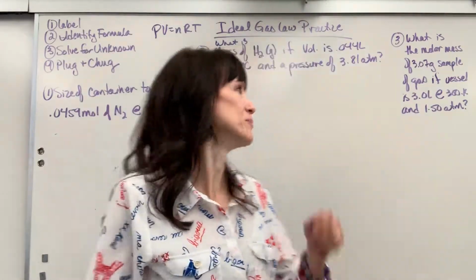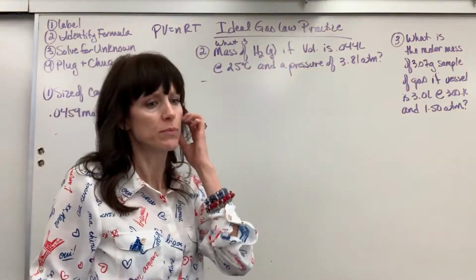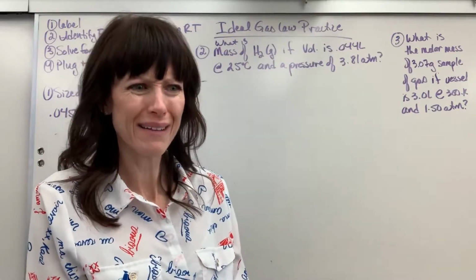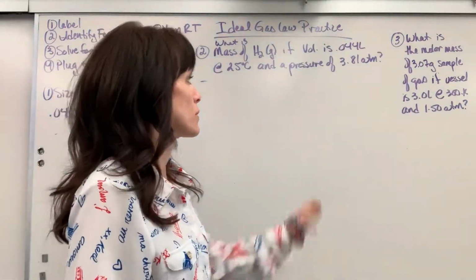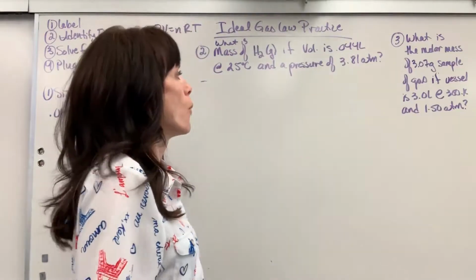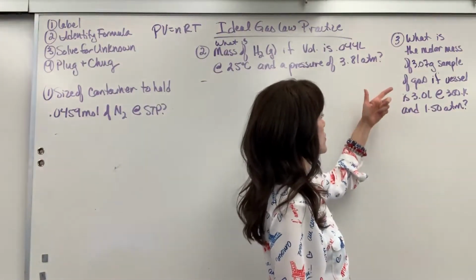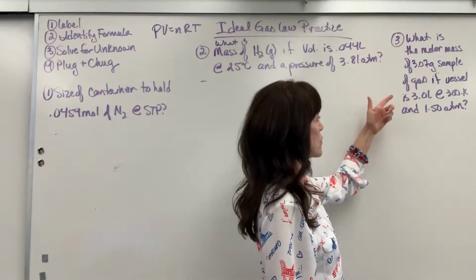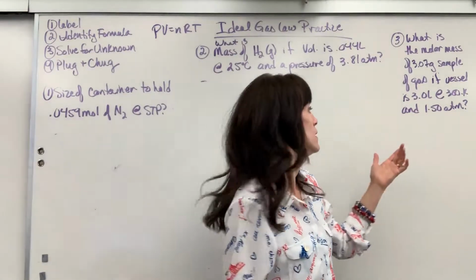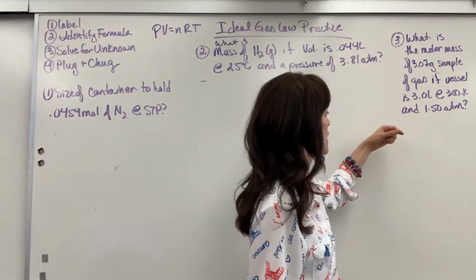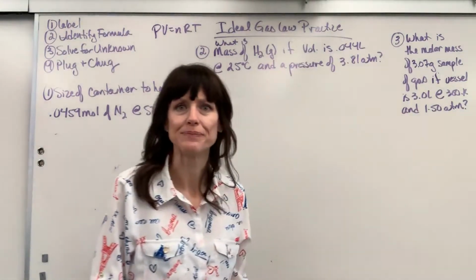Okay, last problem. This problem, more than any other, is what will stump my students, and they go, what? How do I do that? So question number 3, it says, what is the molar mass of a 3.07 gram sample of some gas if the vessel is 3 liters at 300 Kelvin and 1.5 ATM?